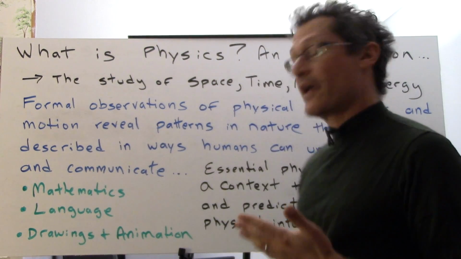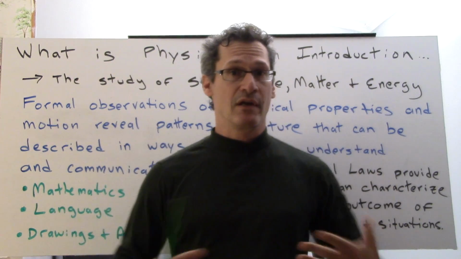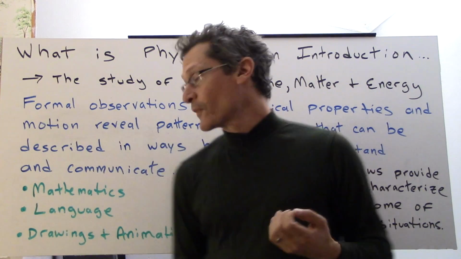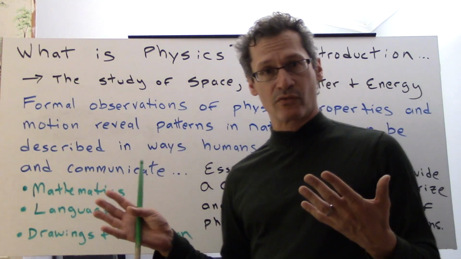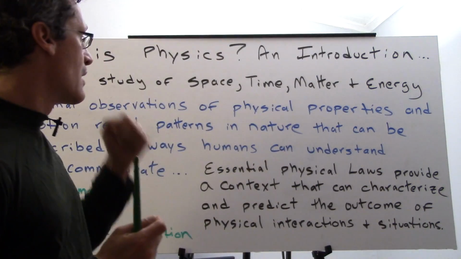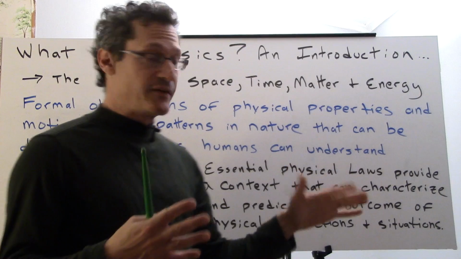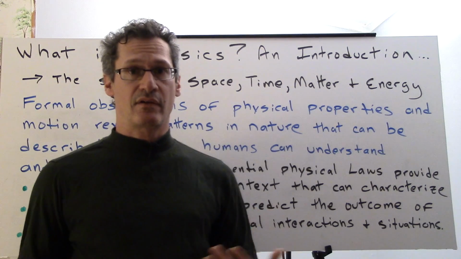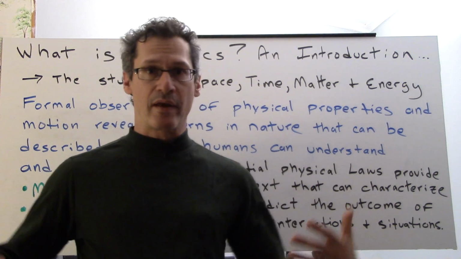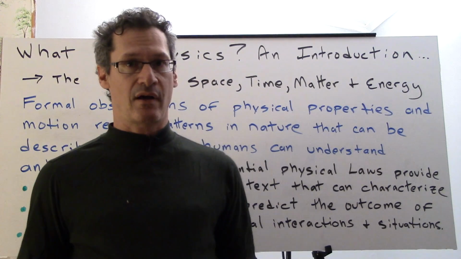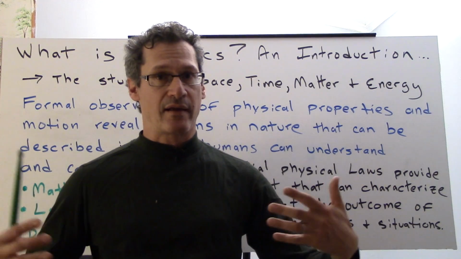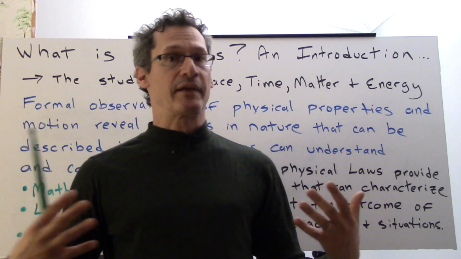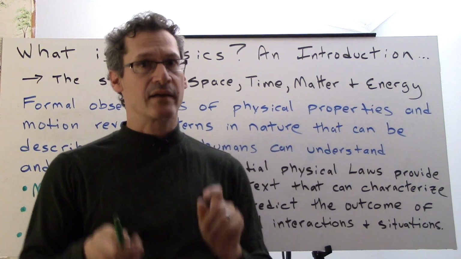That's totally cool. And we can also use things like drawings and animation. Animation being really drawings over the course of time to see how they evolve, to communicate these findings as well in our observations. From that, we have these essential physical laws that are developed. They help us characterize and predict these situations, what the outcomes might be when two things interact. So in that case, we might have something like a collision, or we might notice that an object that's falling has certain behaviors that we can track and that we can predict.